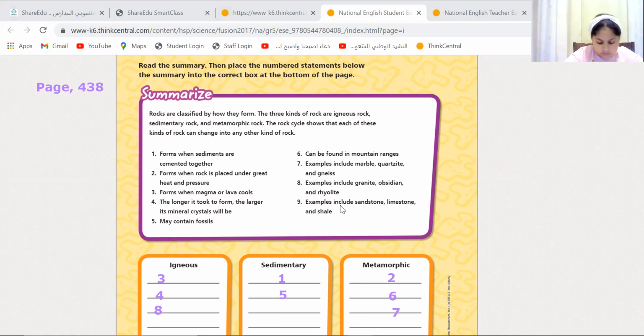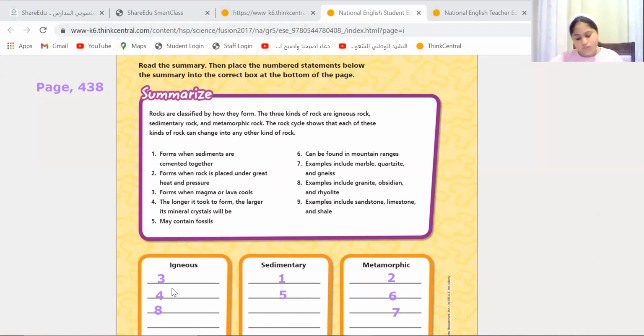Examples include sandstone, limestone, excellent, and shale. Yes. These three examples, sandstone, limestone, and shale, were cemented together. They had small particles of sand that were cemented together, and they made these rocks. That's why they call it sandstone. Limestone also was eroded and weathered by wind and water. Finally, when it was deposited in the place, it cemented together to make limestone.